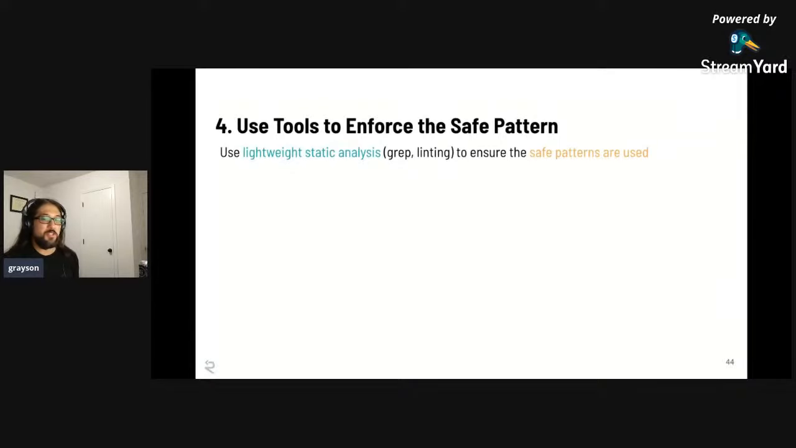So as I mentioned earlier, though, training is great, but it's not enough in order to prevent this. And so the fourth step, and arguably the most necessary one, is to use tools to enforce the safe pattern. The way I propose doing this is with lightweight static analysis. And the key there is lightweight. You don't need anything heavyweight in order to ensure that the safe patterns are used.